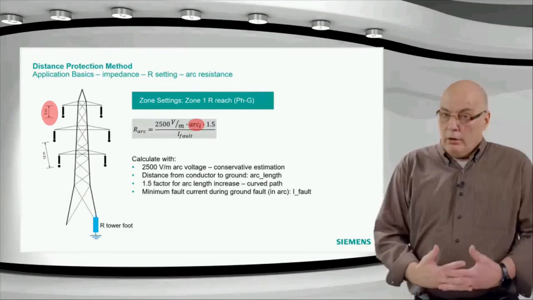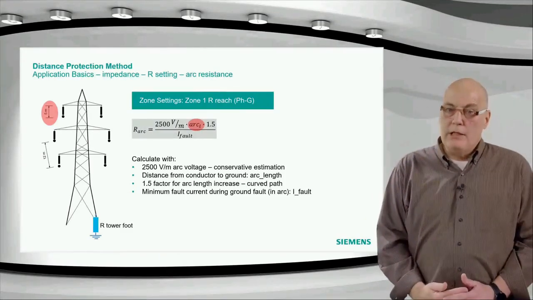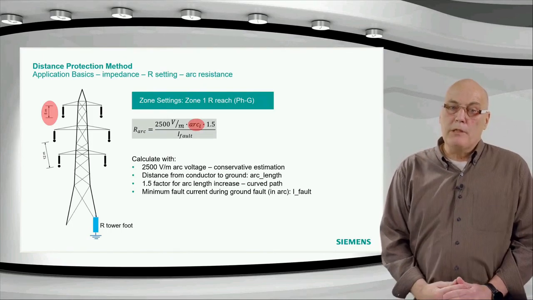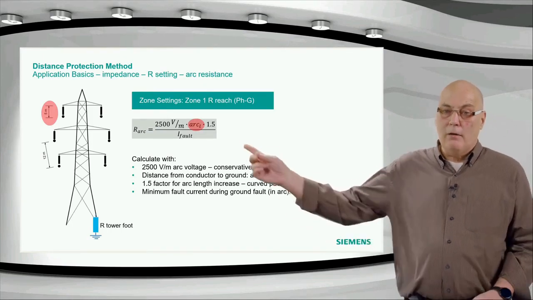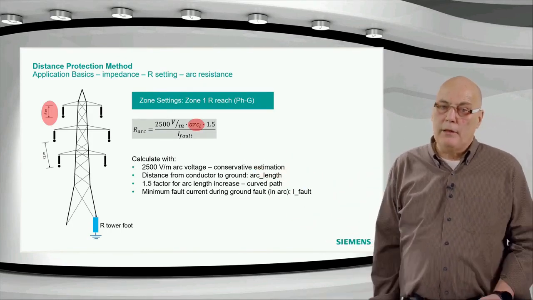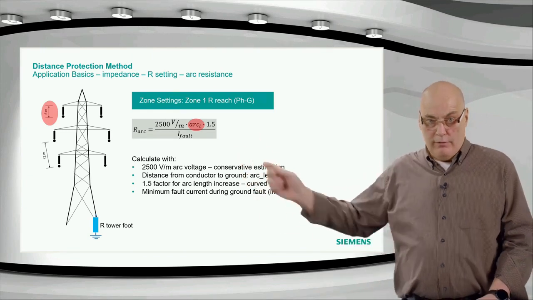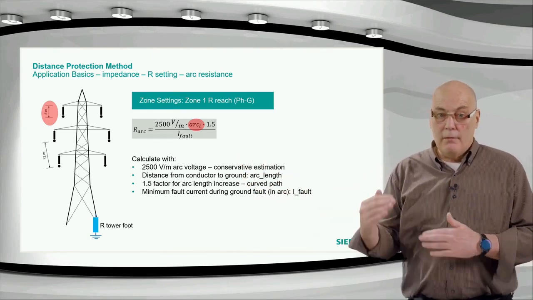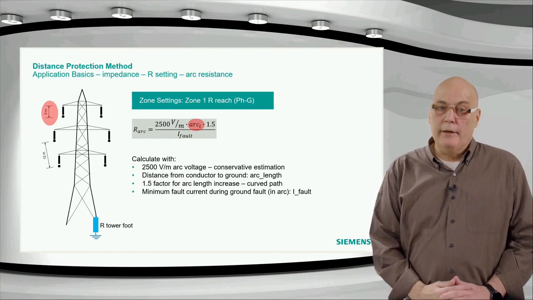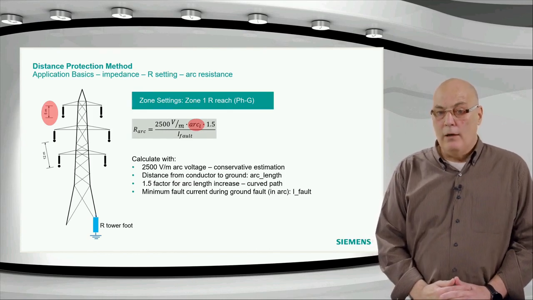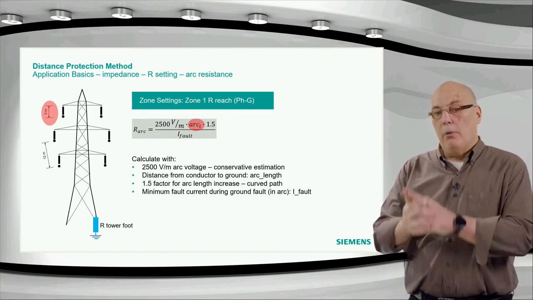For the arc, the same as for the phase-to-phase, you would calculate the arc voltage. For that purpose, we assume an arc length. The arc length we would derive from the tower geometry. You can see in this case we have a 5-meter insulator length between the conductor and the tower, and that would typically be the path of the arc.